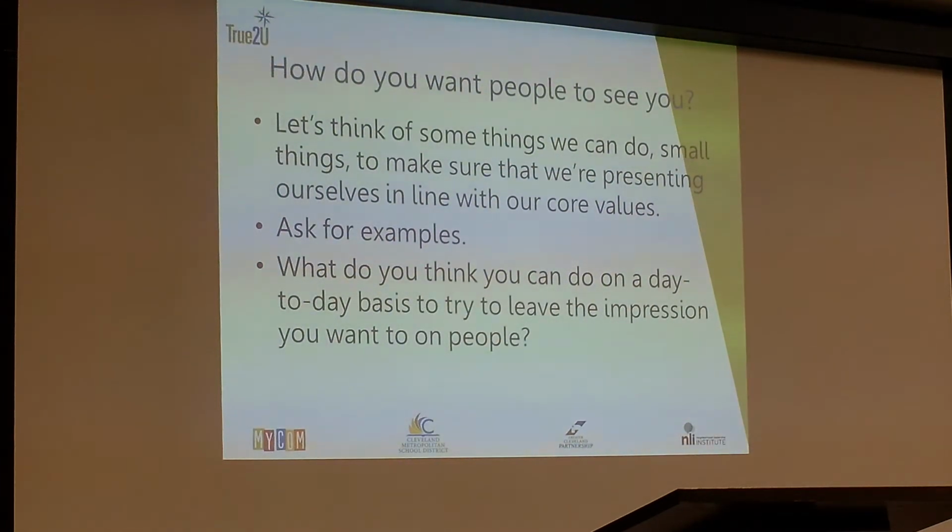And then what do you think you can do on a day-to-day basis to try to leave the impression you want? So again, thinking about controlling your behavior, controlling what you want to give to people, what can we do? Even small little things, right? That's how you start. I can say thank you every time someone does something for me. Yes?